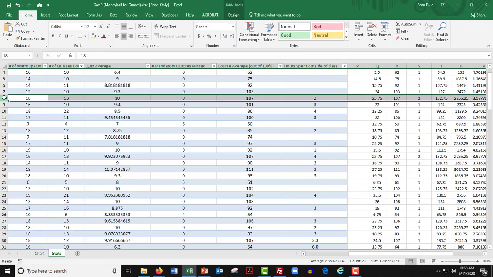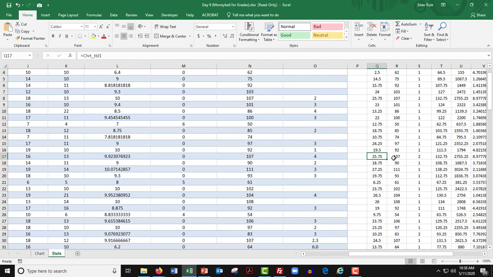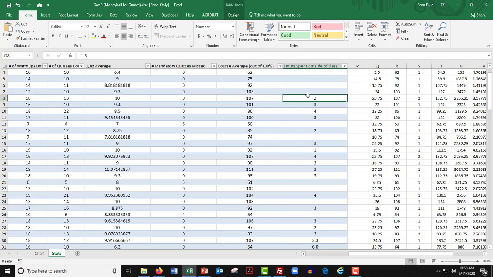So row 8 and row 17 are 2 different students, but they happen to have the same project average and the same overall average in the course. Most other things in their rows are different. For example, student 8 spent 2 hours outside of class. Student, what was the other one? Student 19 spent 3. That's different. Excuse me, 4. There they are. See, it's very hard to keep track of this. This is why I have Excel count it for me.